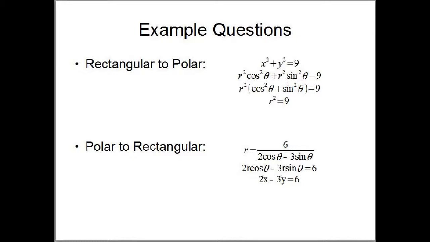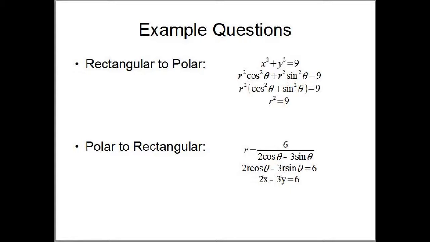So now we'll take a look at two examples of interchanging polar to rectangular and rectangular to polar. For rectangular to polar, we have the equation x squared plus y squared equals 9. We substitute the values for x and y. We factor out the r squared and we get cosine squared theta plus sine squared theta, which is equal to 1. And so we get the final value of r squared equals 9.